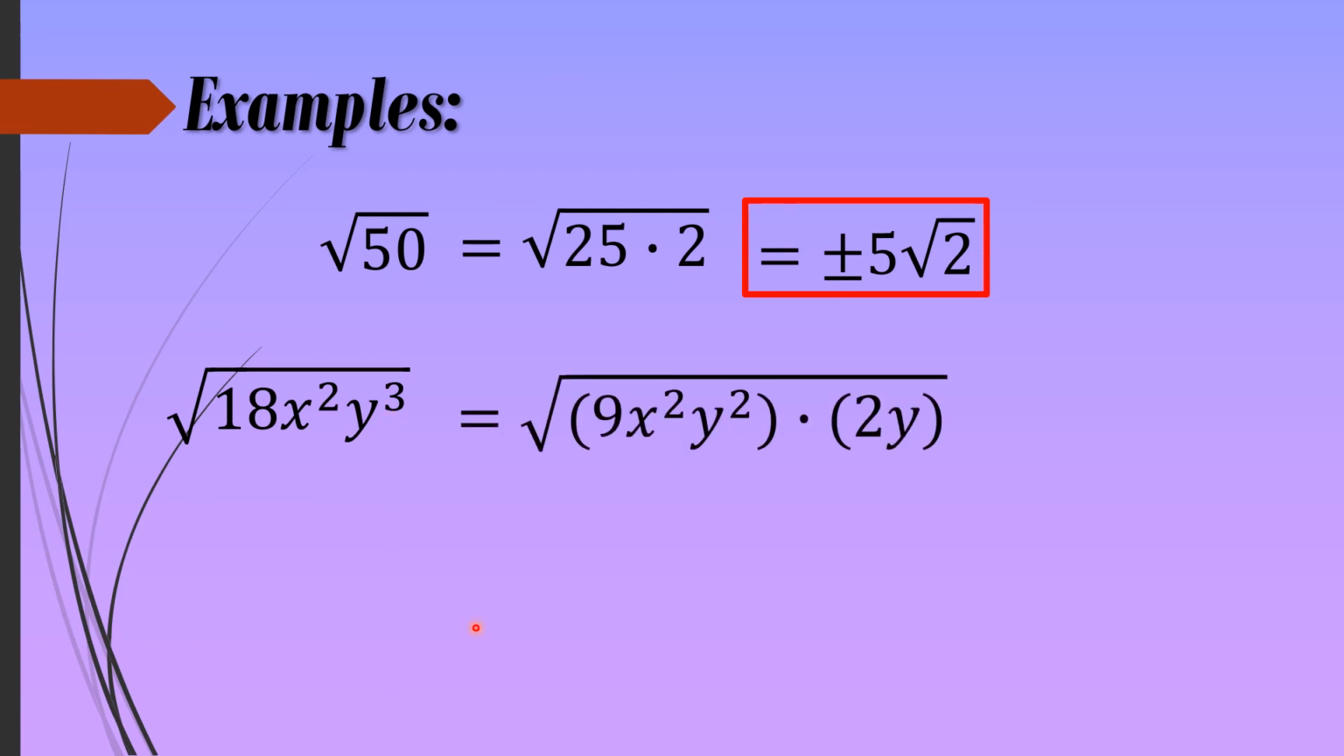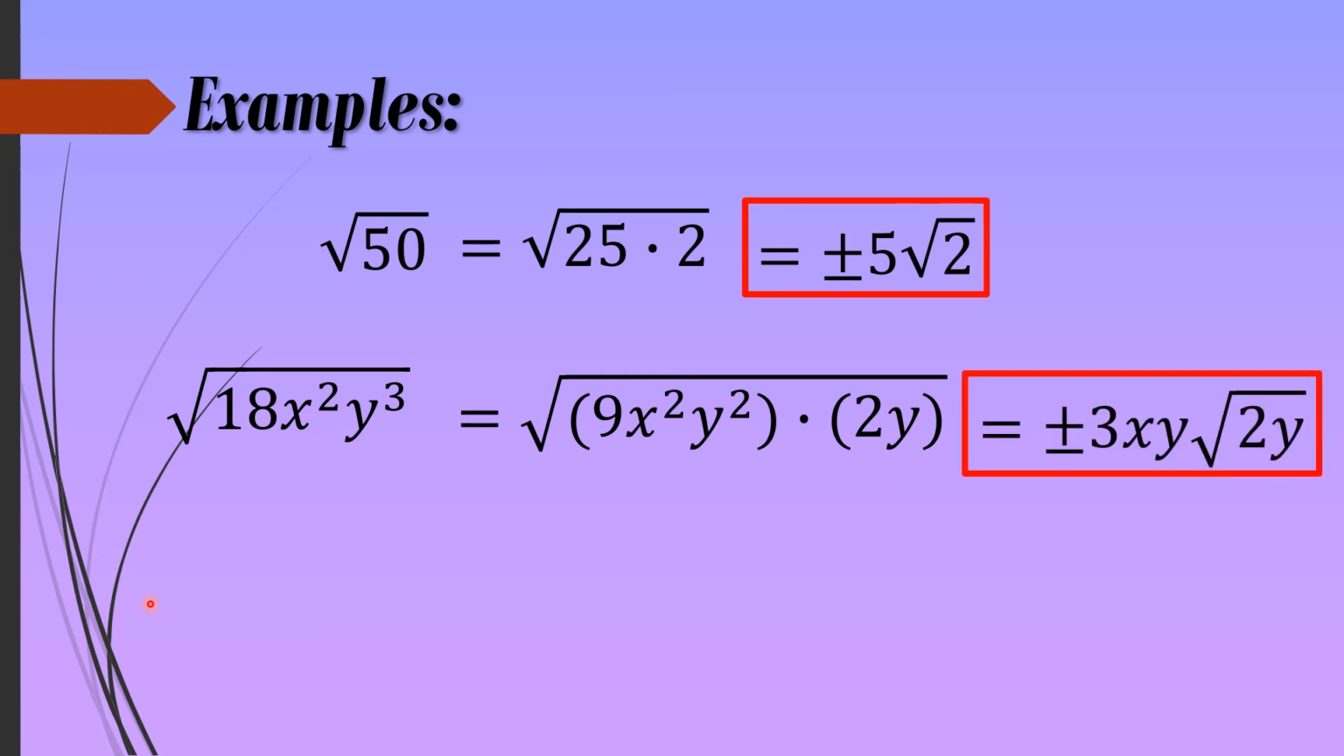So this will now become square root of 9 x squared y squared times 2y. Because 9 times 2 is 18, x squared, ganun pa rin, and then y squared times y is y cubed. And then, kukunin na natin yung square root ng 9 x squared y squared. Iiwan natin sa loob ng radical sign ang 2y. So, the final answer is positive or negative 3xy square root of 2y. Because the square root of 9 is 3, the square root of x squared is x, and the square root of y squared is y.